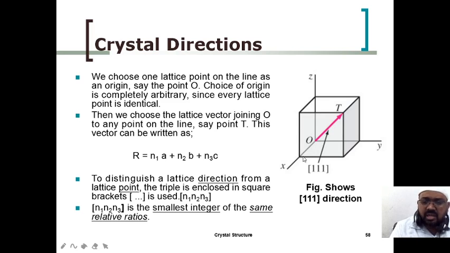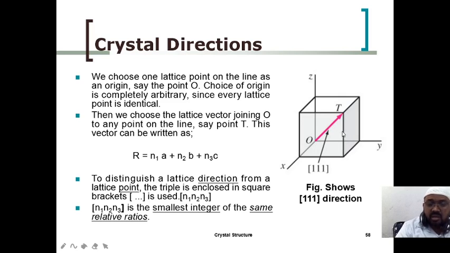So that is the reason that on the x-axis, this particular plane is cutting at unit distance 1, and on the y-axis it is also at unit distance 1, and on the z-axis it has the same unit distance 1. So 1, 1, 1 indicates the intercepts which are made on the x and y axes. So what actually are lattice directions?